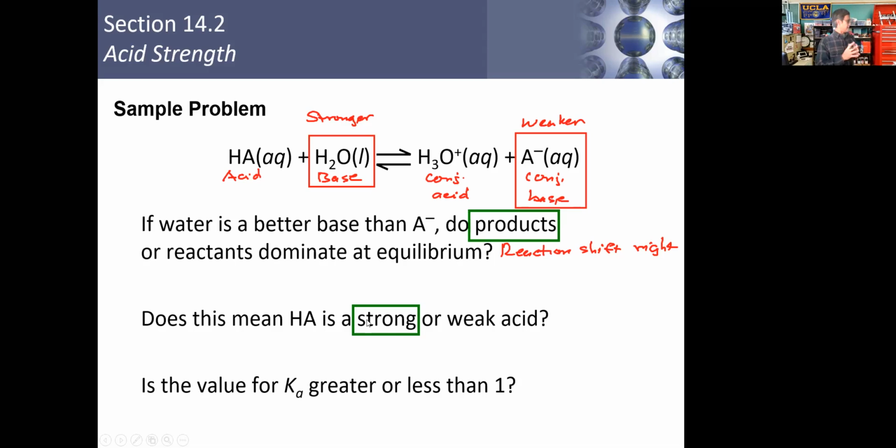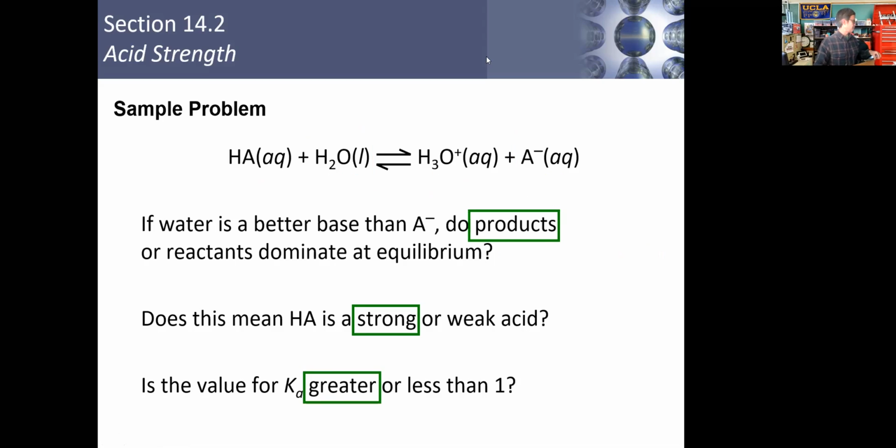All right, I think the last question should be pretty straightforward. If we have a strong acid, then we expect the Ka to be greater than 1. We should have a large Ka value. Again, please email me if you have any questions on that.